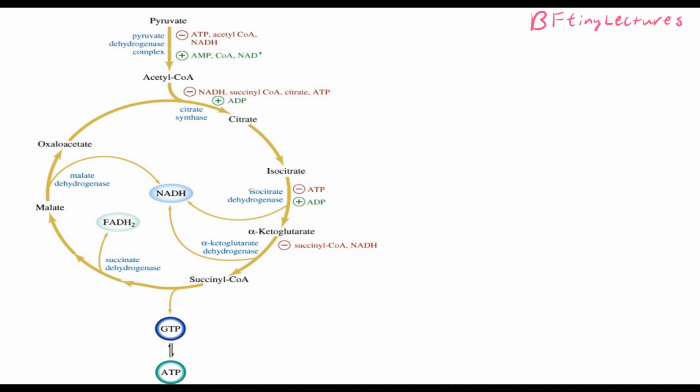Okay, so essentially, this whole cycle is actually amphibolic. The TCA cycle, the citric acid cycle, or the carboxylic acid cycle, is amphibolic. And what that means is that it has properties that are both catabolic and anabolic, right?